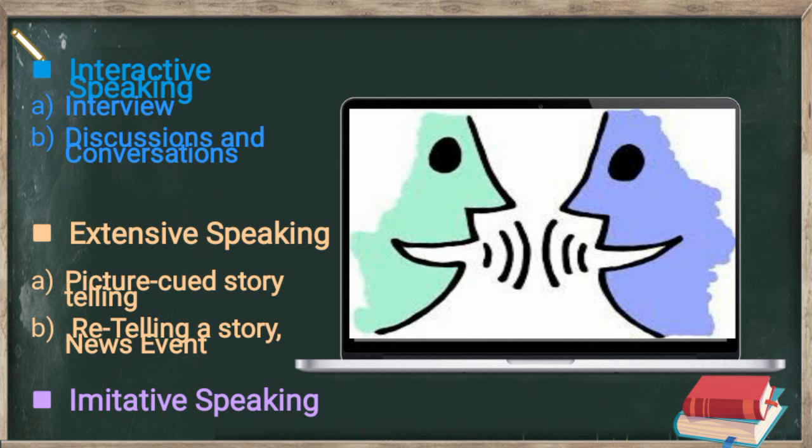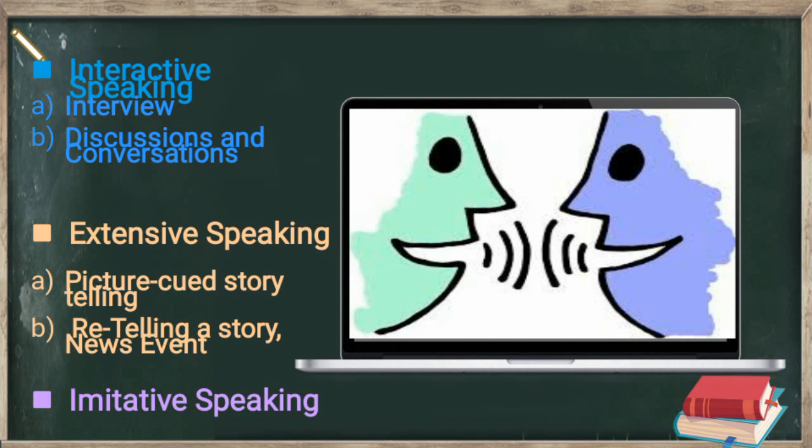The first is picture cue storytelling. It means that the student describes a story based on a series of pictures that they previously viewed. And second is retelling a story or news event. It means that students are asked to tell a story of a news item they hear or read.